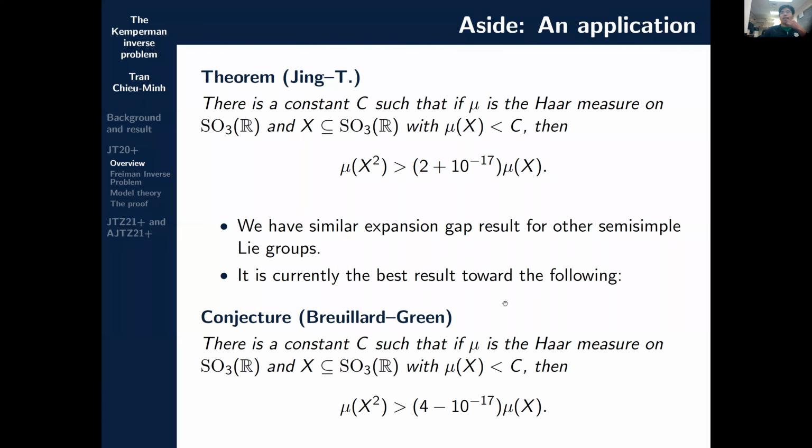And this is one of the results towards a conjecture by Breuillard and Green, who conjectured that in SO3(R), the measure expansion needs to be at least close to 4, right? So the trivial bound is 2, by Kemperman. But here we can improve a little bit, even though that is still pretty far away from what we would like to have.